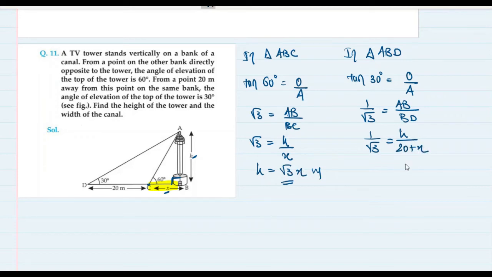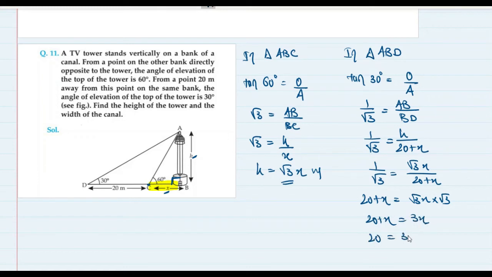Now what is H? H is root 3 times X. Let's put the value of H. So 1 by root 3 is equal to root 3x upon 20 plus x. Let's cross multiply. 20 plus x is equal to root 3x times root 3. So 20 plus x is equal to 3x. So 20 is equal to 3x minus x, or 2x is equal to 20, or x is equal to 10 meter.